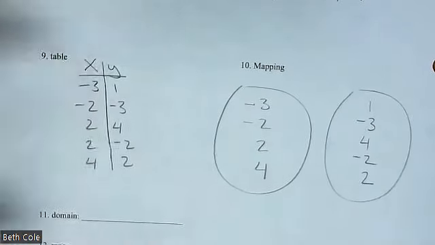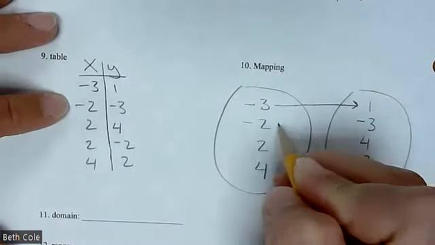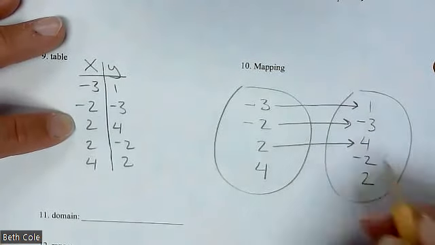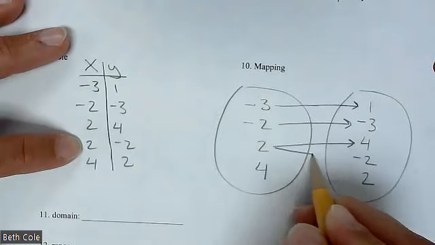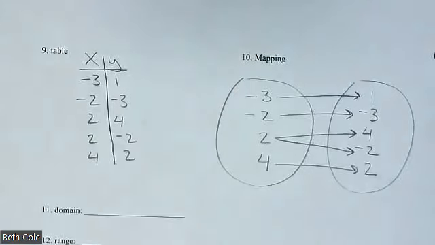And then this is the thing you were doing in Desmos, is you're just drawing the arrows from one number to the other, mapping one number to the other. So -3 goes to 1. -2 goes to -3. 2 goes to 4, and then 2 also goes to -2. So you have 2 arrows coming off of that one. And then 4 goes to 2. Also, as a heads up, we won't use our calculators on this quiz because there's nothing that you need to calculate. You're literally just recopying what's there. So we won't need our calculators for it.